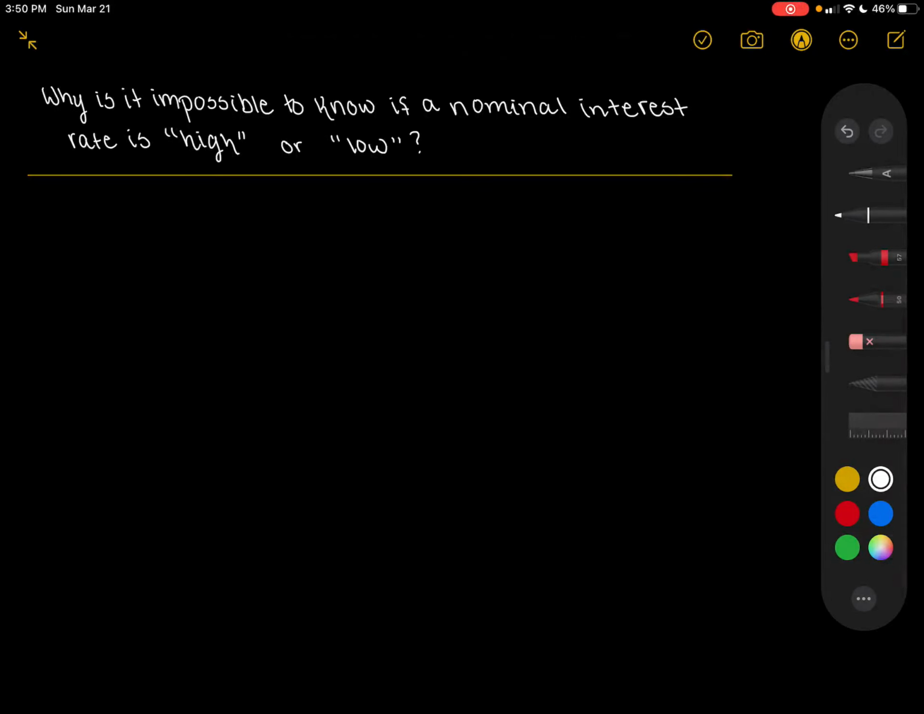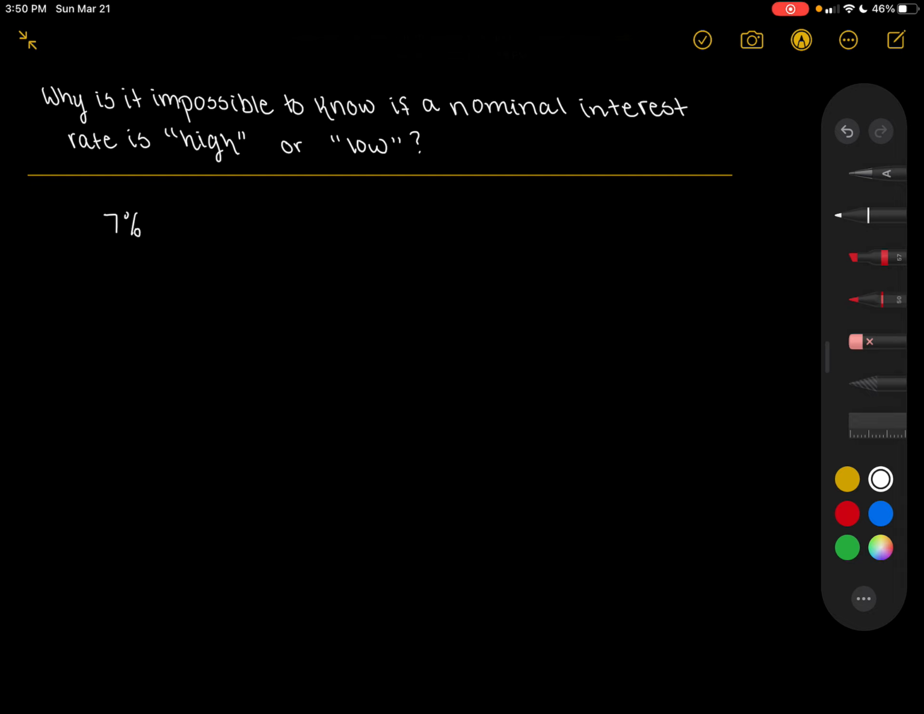We're taking a look at interest rates, and we'd like to know why it's impossible to know if a nominal interest rate is high or low. So that is, if we're given an interest rate, why is it that we can't say if it is high or low? If this is a nominal interest rate, maybe we're told that the interest rate is 7%. Okay, well, is that high or low? Well, we can't really know.